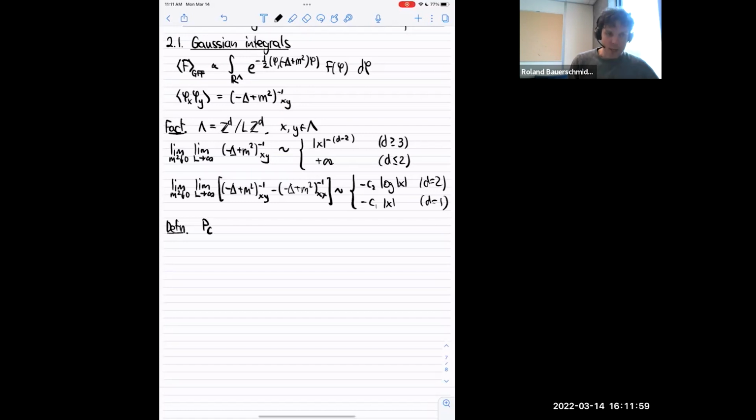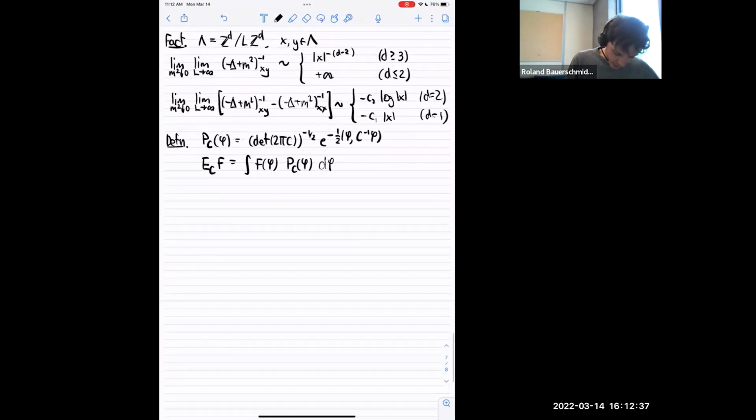I'm going to use P subscript C for the Gaussian measure with covariance C. So the density is determinant of 2 pi C to the minus 1/2, times e to the minus 1/2 phi C inverse phi. And E superscript C will denote the corresponding expectation. So this is the integral of f of phi P_C of phi d phi.